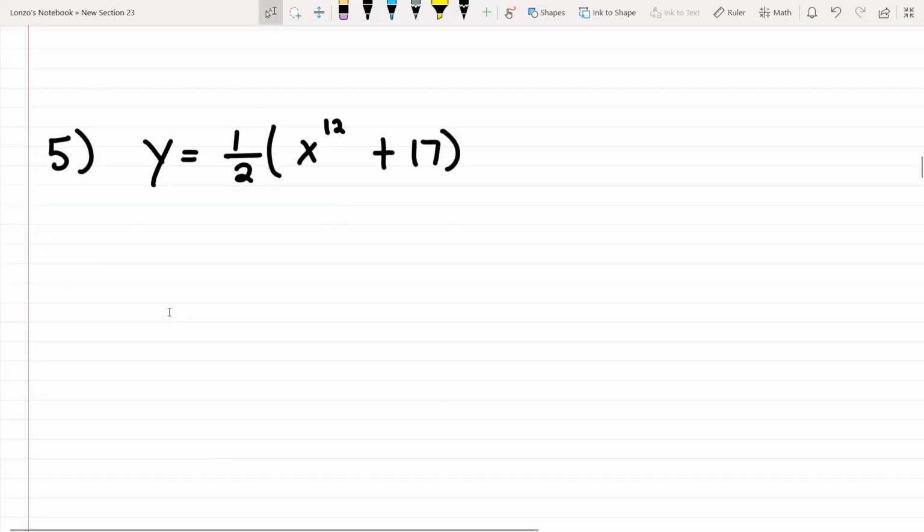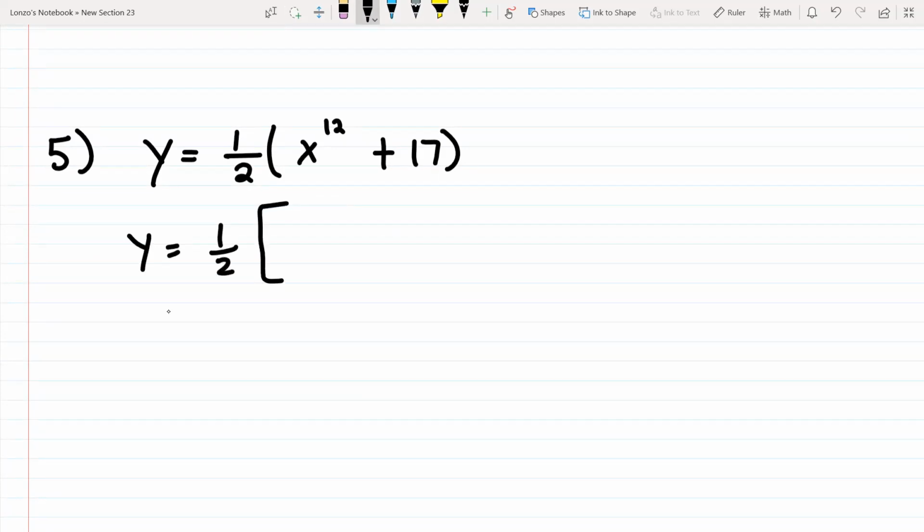Okay, example 5. y equals 1/2 times (x to the 12th plus 17). What would I do? Since 1/2 is a constant, I would just take it out for a moment and then take the derivative of the inside. There's no chain rule for this one because this is raised to the 1. The derivative of x to the 12th is 12x to the 11th. The derivative of 17, a constant, is 0.